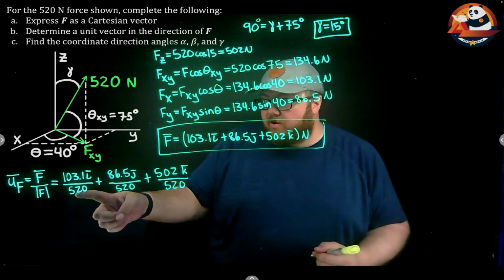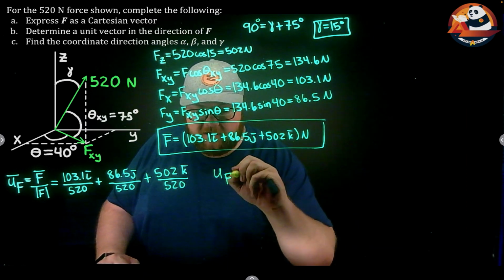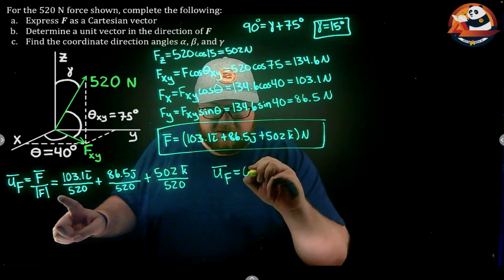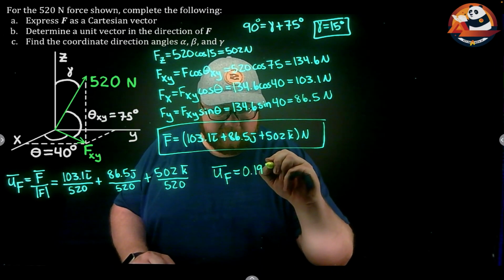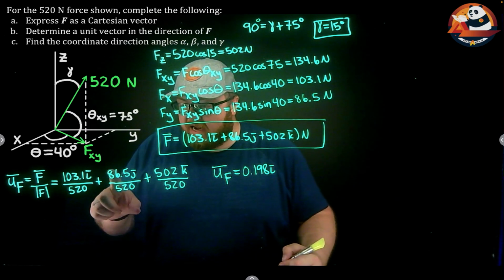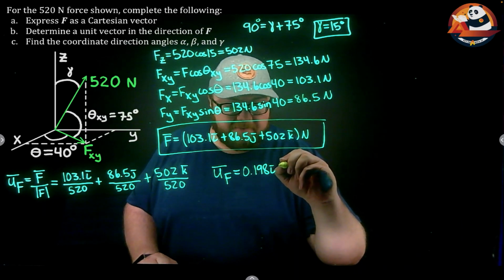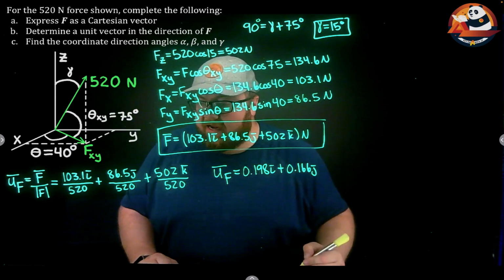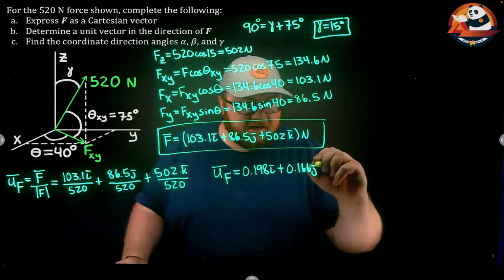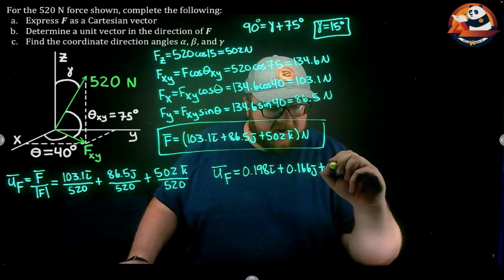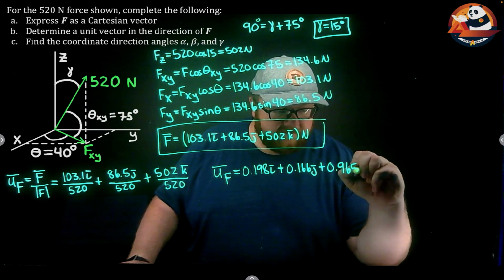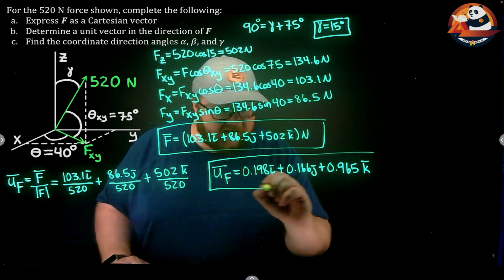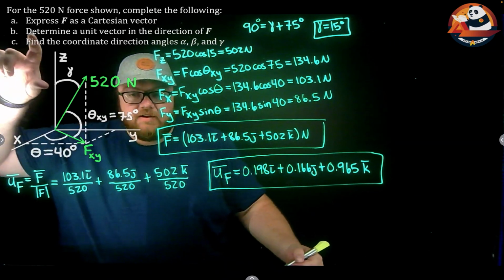But doing that, 103.1 over 520, I'm getting here my unit vector in that direction of F. 103.1 over 520 is 0.198 I. 86.5 over 520 will get me plus 0.166 J. And 502 over 520 will get me plus 0.965 K. Which will get me my second answer. What is my unit vector? I got an A and B.